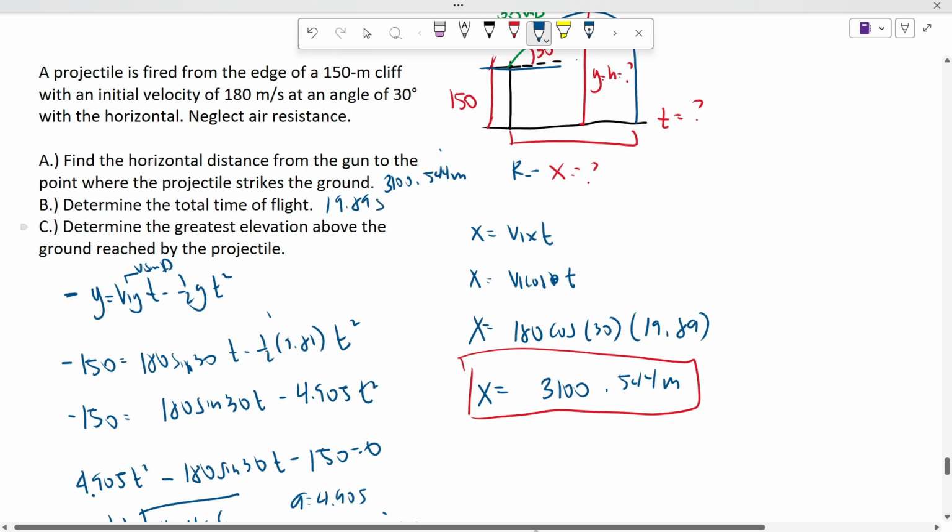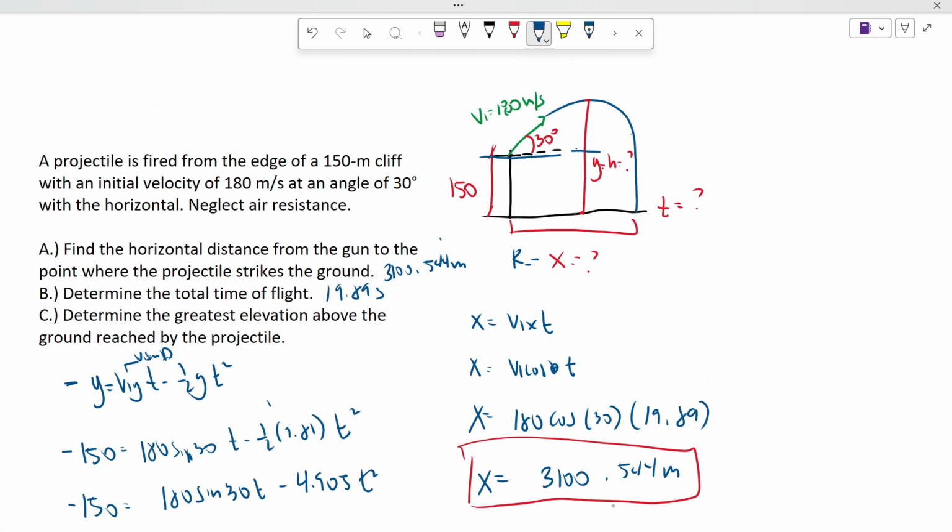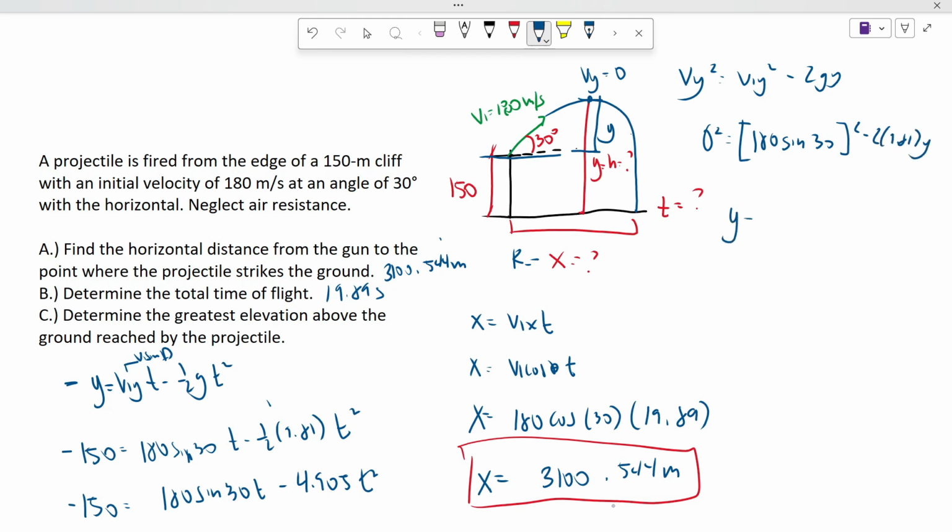And determine the greatest elevation above the ground reached by the projectile. So, to get the height of this one, we know that the Vy will be 0. Vy squared equals Vi squared minus 2gy. So, 0 squared is equals to Viy, which will be sine, right? Vi sine theta, 180 sine of 30 squared minus 2 of 9.81 y. So, the value of y will be equals to 180 sine of 30 squared all over 2 of 9.81.